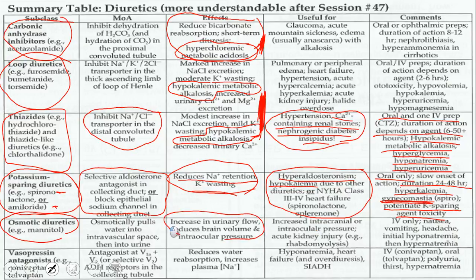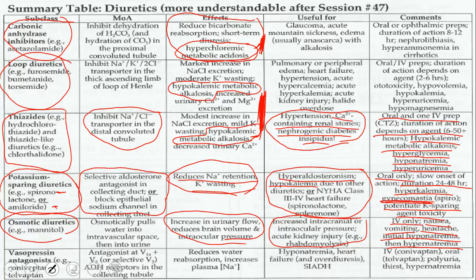Increases in urinary flow, reduces brain volume and intraocular pressure. Good stuff. These are some of the things it's useful for: increased intracranial or intraocular pressure, acute kidney injury, or rhabdomyolysis. It's like muscle pain, destruction or something. This is only given IV. Can have side effects of nausea, vomiting. This is the only one so far that I'm seeing the side effects of nausea, vomiting, headache, initial hyponatremia, which means you get rid of too much salt, or hyper. Then you get hypernatremia. So first of all, you get too much salt, and then your body freaks out and then holds on to too much salt.